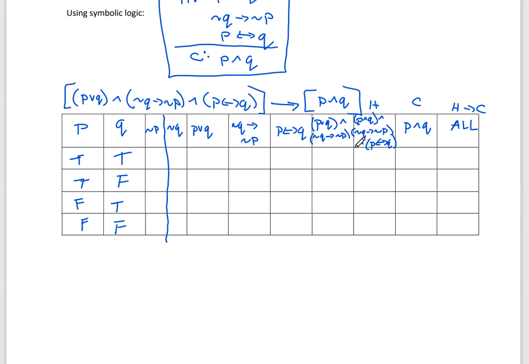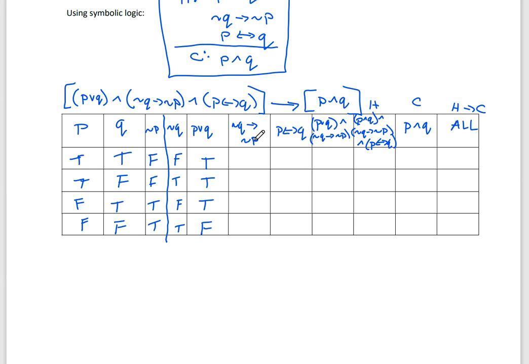Okay, so now let's prove this. So we have not P and not Q. Those ones are nice and easy. It's just the opposite of what the original column was. So false, true, false, true. P or Q. So connecting our first two columns with an or, we're looking for at least one true.